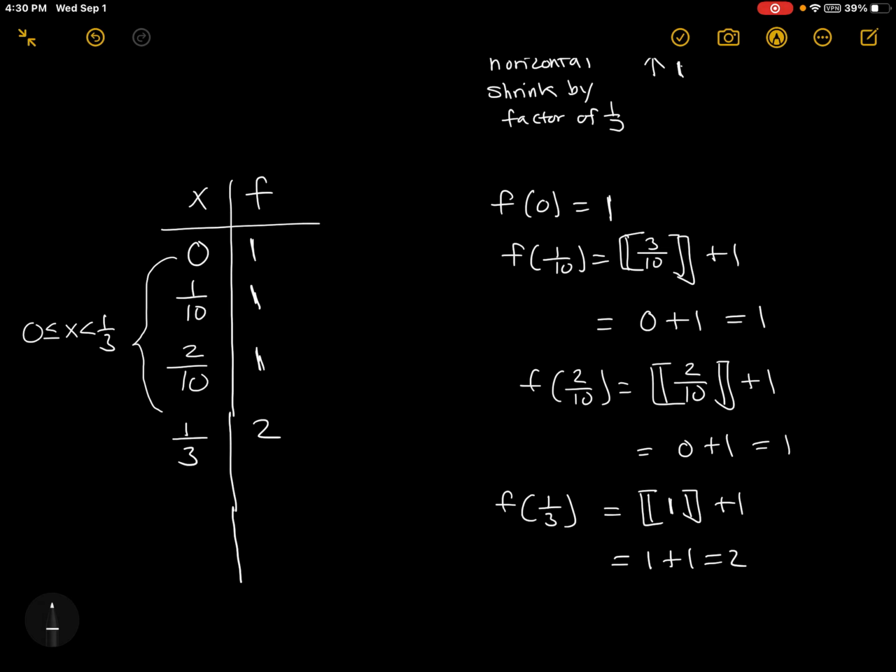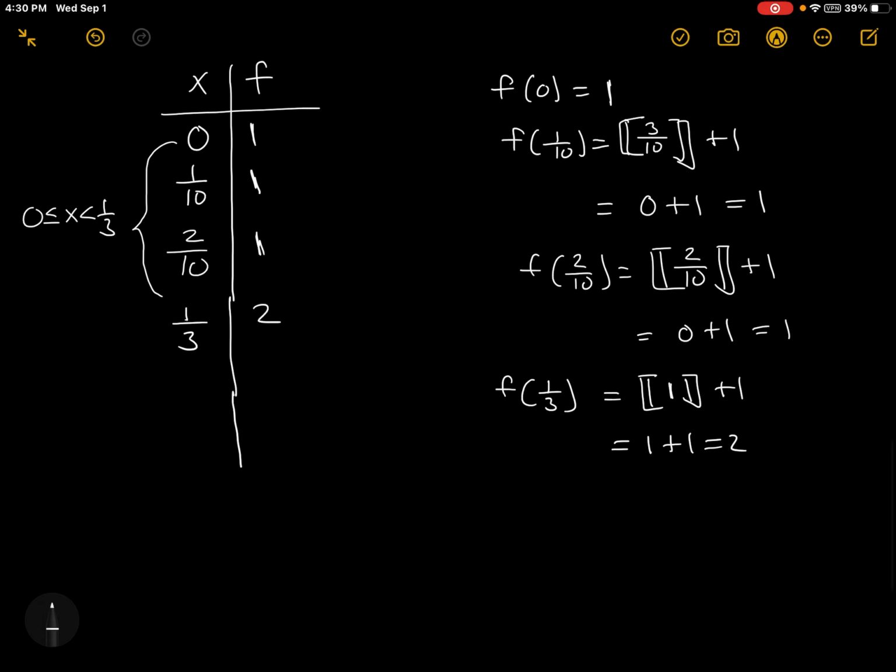So any x value that you plug in between 0 and 1/3, you will get an output value of 1, right? So if you can follow the pattern, the next one is going to be defined for the set of, if this is a difference of 1/3 units, I just take 1/3 and then I add another 1/3. So this is going to be 2/3.